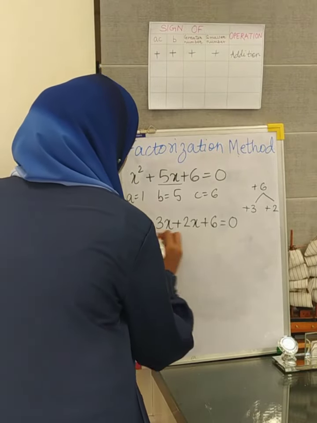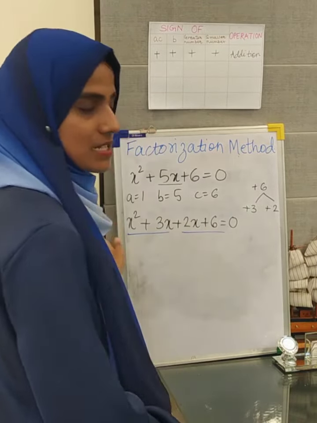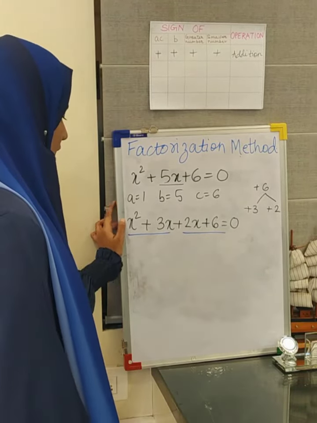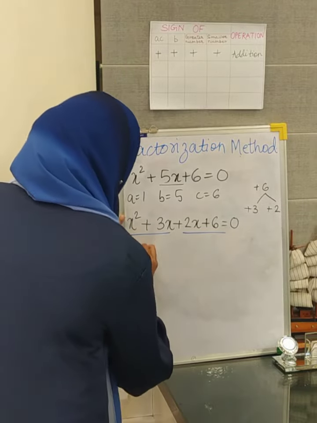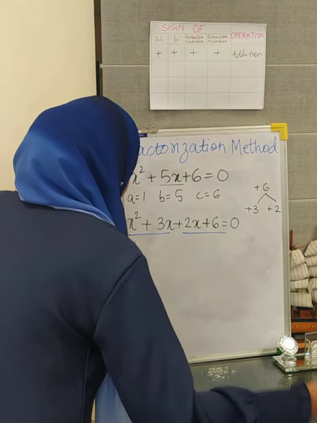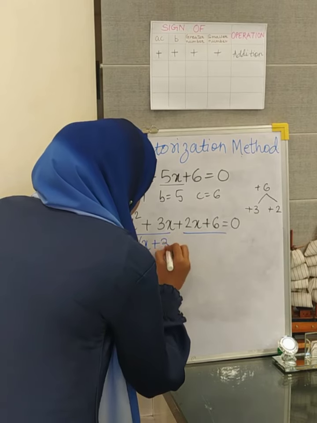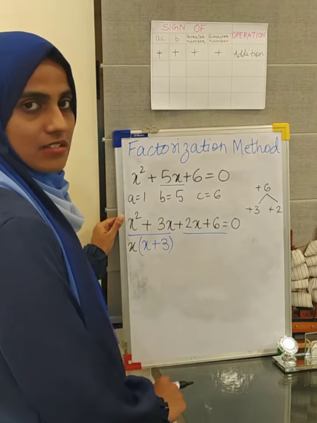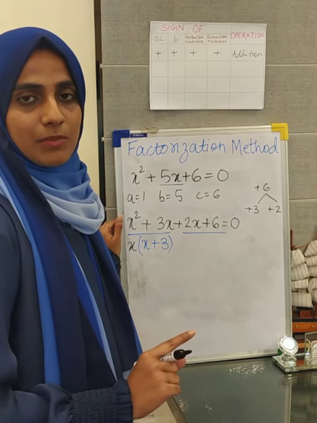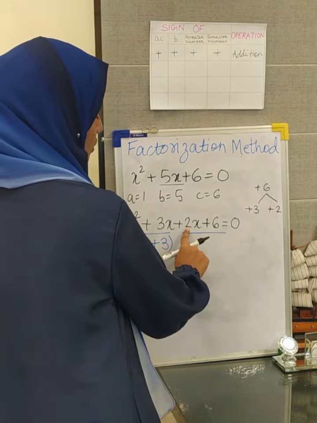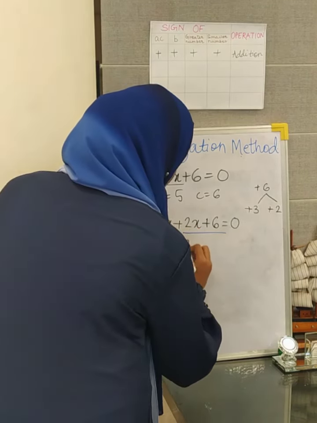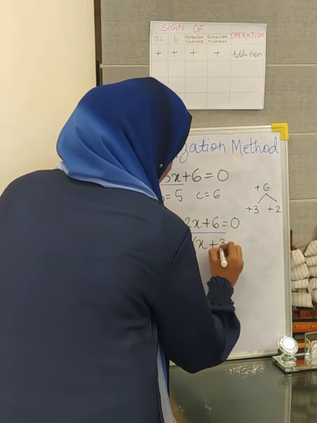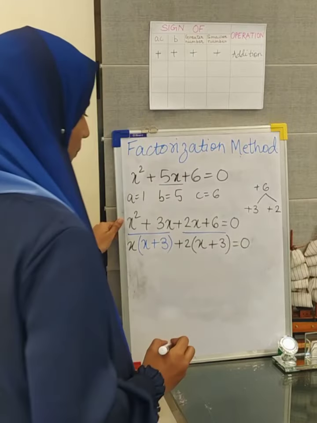We will make pairs: x square plus 3x and 2x plus 6. In these pairs, we will find the common. In the first pair, x is common, leaving x plus 3. In the second pair, 2x plus 6: 6 is basically 3 multiplied by 2, and here also there is 2x. So the common is 2. If we write 2 outside, we will be left with x plus 3 is equal to 0.